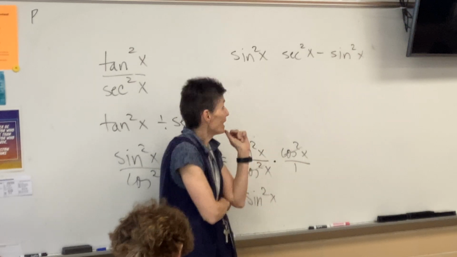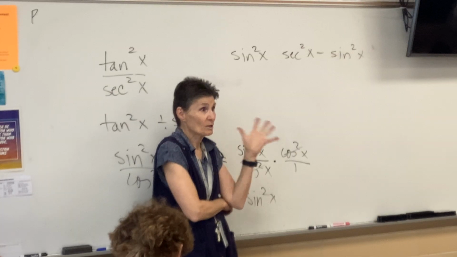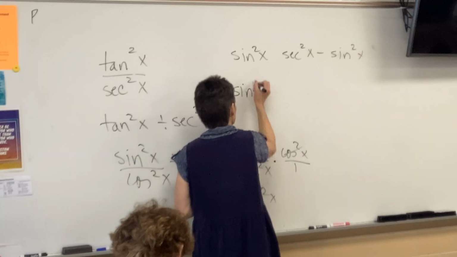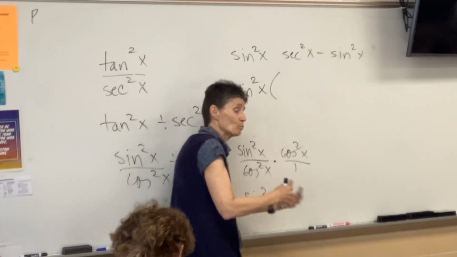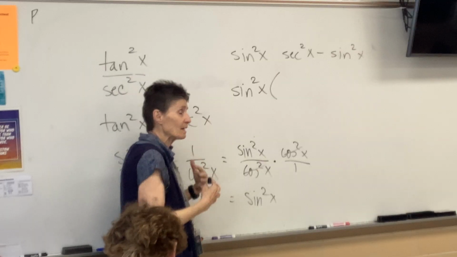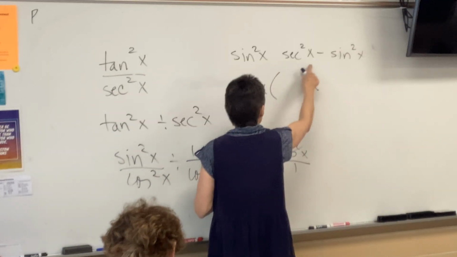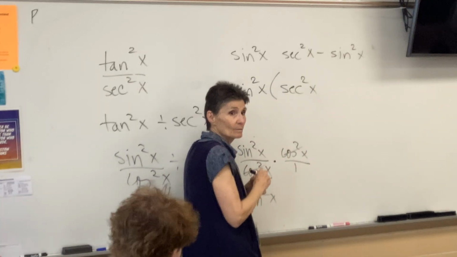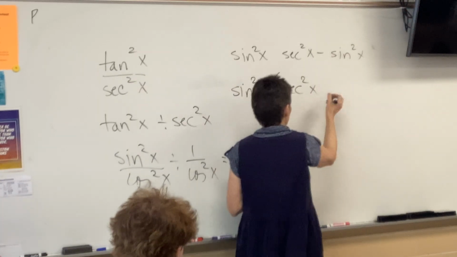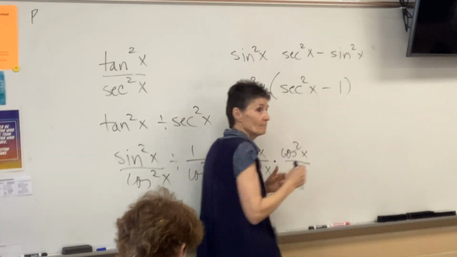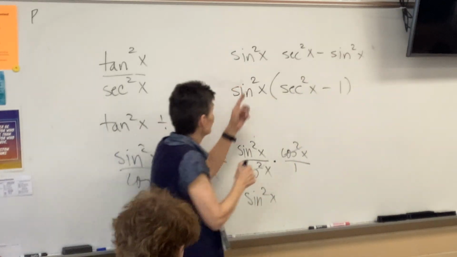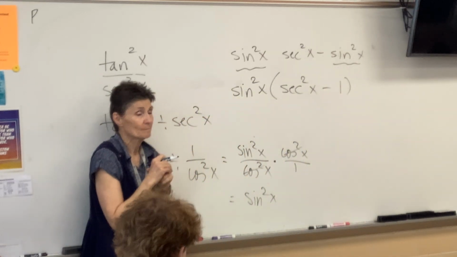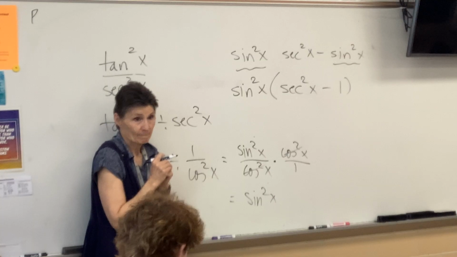Each piece has a sine squared, which means I can factor it out. So if I take out a sine squared, factoring, like regular factoring, in the first part, I'll be left with secant squared, right? And in the last part, I'll be left with just one. If I take this out and this out, I'll be left with secant squared minus one. Okay.